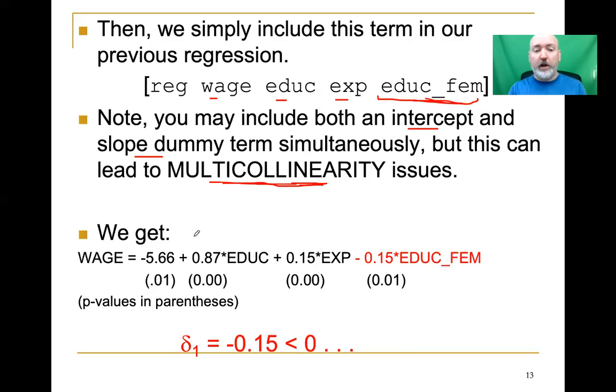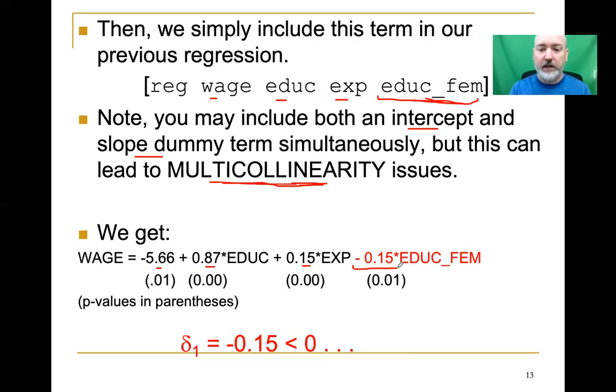So you run the regression and we get some numbers, and I just wrote it out here in equation form. So we get an intercept, negative 5.66. The slope on education is 0.87, so that extra year of education adds about 87 cents to your wage, holding all other variables constant. Every year of work experience adds about 15 cents to your hourly wage. And then we get this guy here.